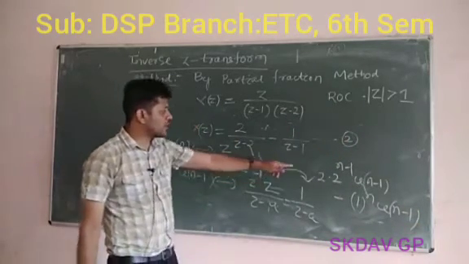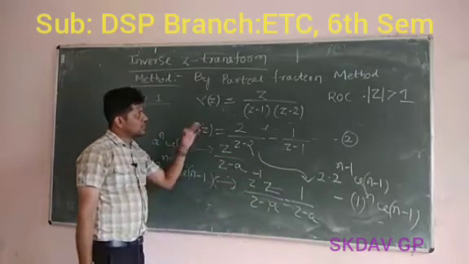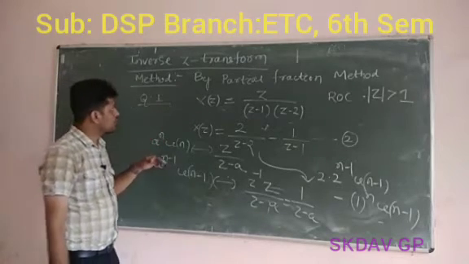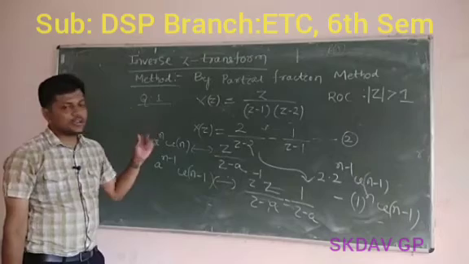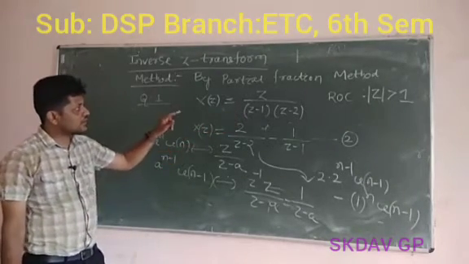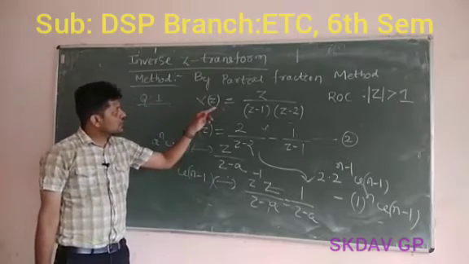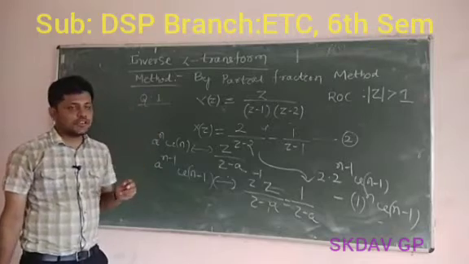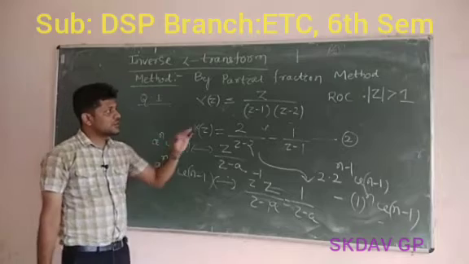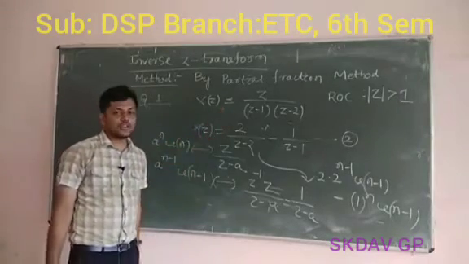So 2 into 2 to the power n minus 1, which is nothing but 2 to the power n u of n minus 1. So in this way we can calculate the z transform, and the inverse z transform by using the partial fraction method. We have to observe two things: the partial fraction method is applicable only when the numerator degree is less than or equal to the denominator degree, and second, in order to calculate the time domain signal we must see the region of convergence.